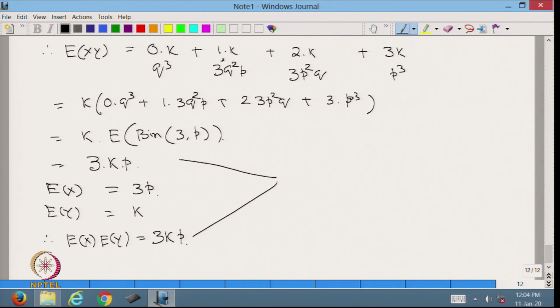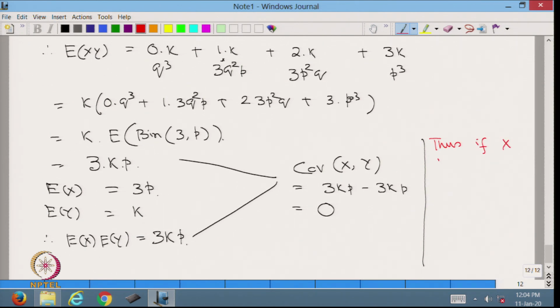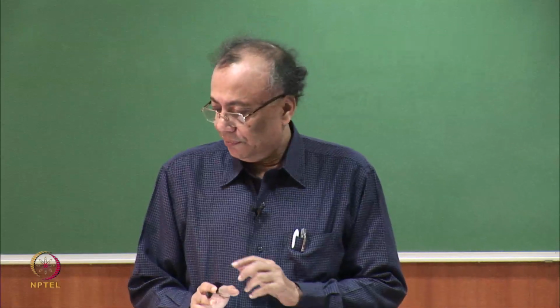So, together from these two we can see that covariance of x y is equal to 3 k p minus 3 k p is equal to 0. Thus, if x and y are independent, covariance of x y is equal to 0. This is not a proof, this is an example to give you the insight into covariance.